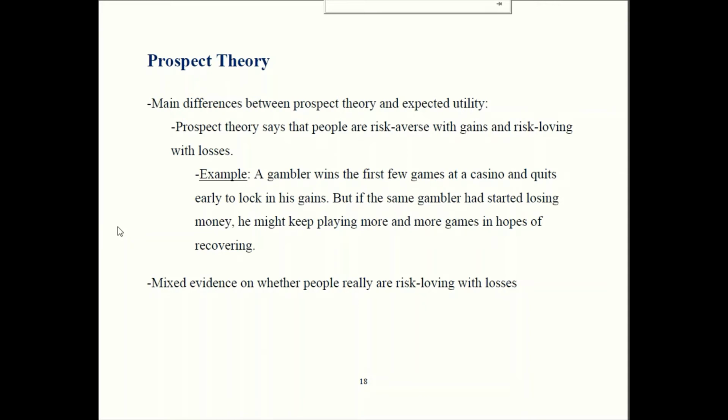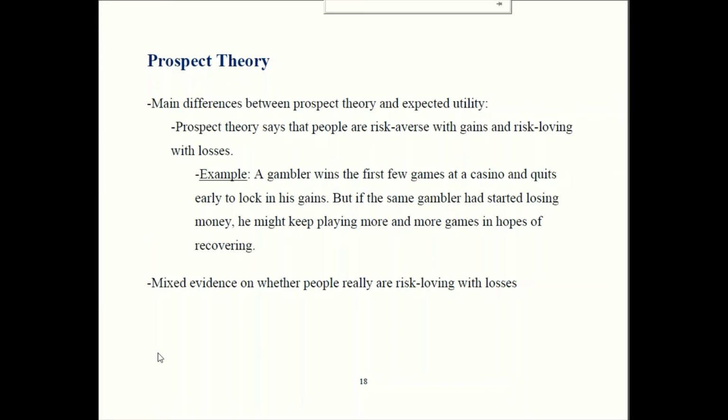So there's been a lot of experiments trying to look at this, and evidence is also rather mixed on this. Some people say that yes, people are risk-loving with losses as prospect theory would predict. Other people say that people are risk-averse with losses as standard econ theory would predict. So it's not very clear-cut on this element either.